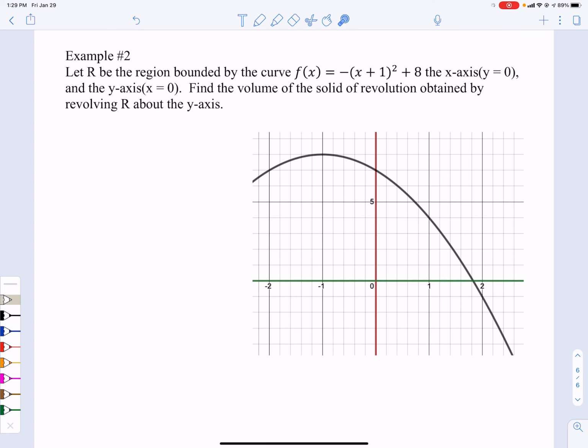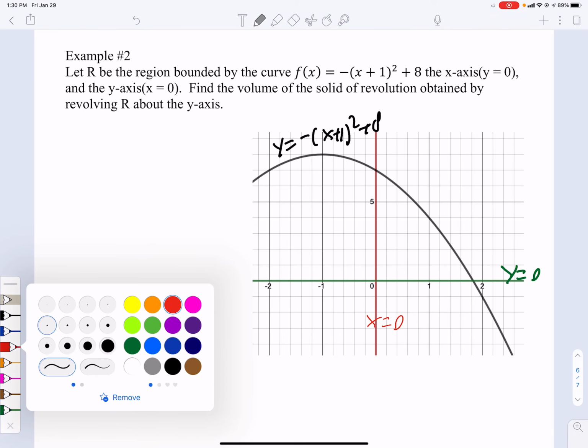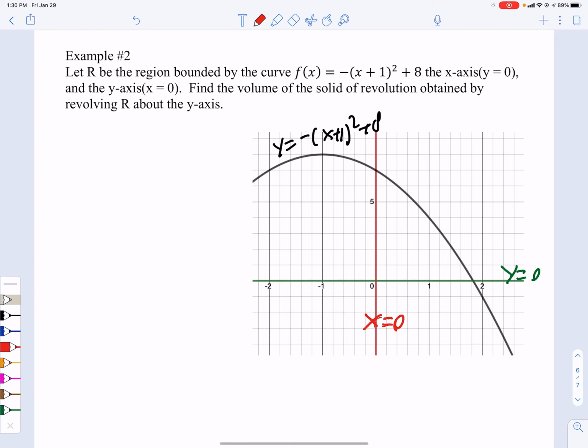Let R be the region bounded by the curve y equals the opposite of x plus 1 squared plus 8, the x-axis, y equals 0, and the vertical axis, x equals 0. Here is y equals 0, and here's x equals 0. Let me darken that up. So you see the shaded region between those three? I hope you can see that.